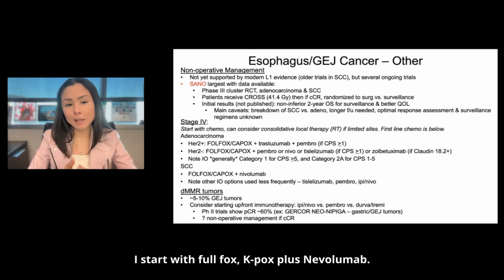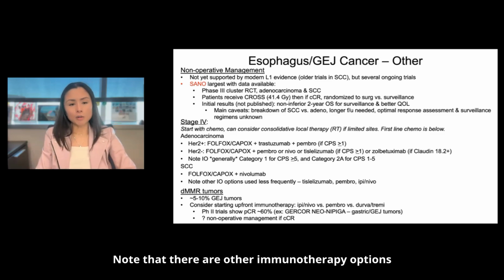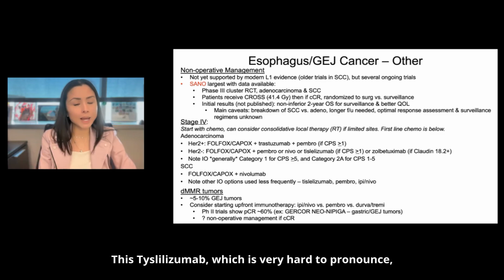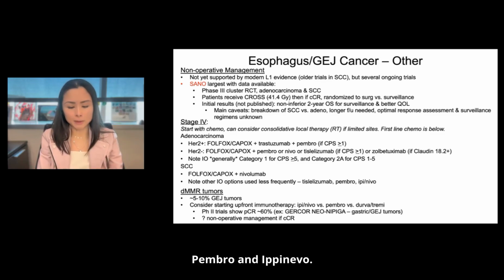I start with FOLFOX or CAPOX plus nivolumab. Note that there are other immunotherapy options that are used, at least for us, less frequently: tislelizumab, which is very hard to pronounce, pembro, and ipi-nivo.